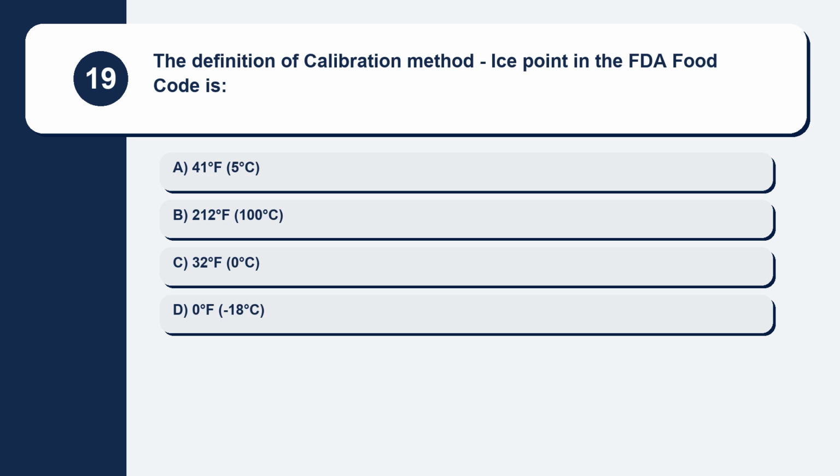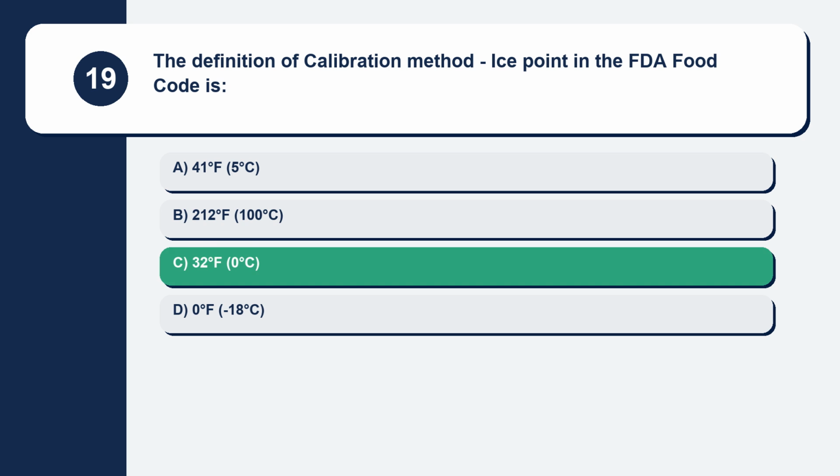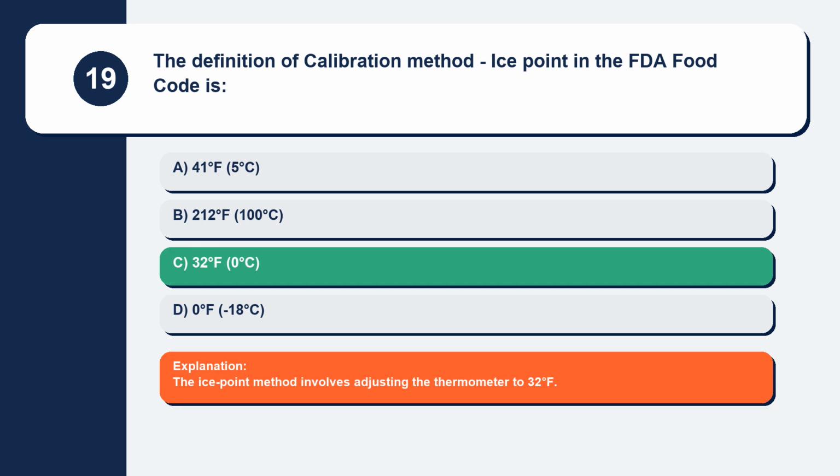Question 19. The definition of calibration method, ice point, in the FDA Food Code is 41 degrees Fahrenheit 5 degrees Celsius, 212 degrees Fahrenheit 100 degrees Celsius, 32 degrees Fahrenheit 0 degrees Celsius, 0 degrees Fahrenheit minus 18 degrees Celsius. The ice point method involves adjusting the thermometer to 32 degrees Fahrenheit.